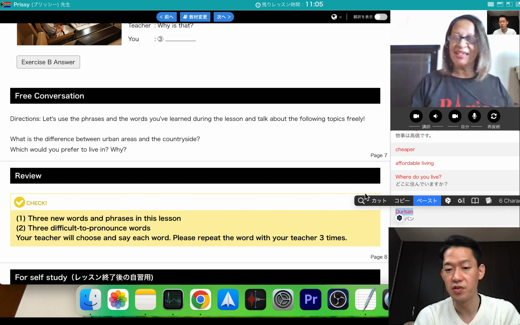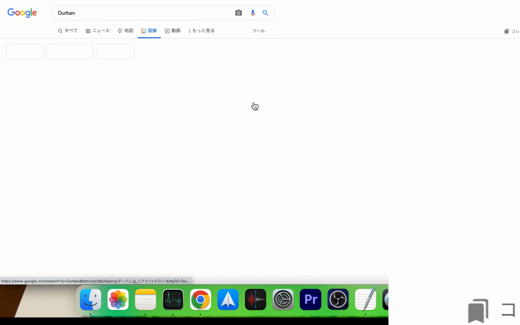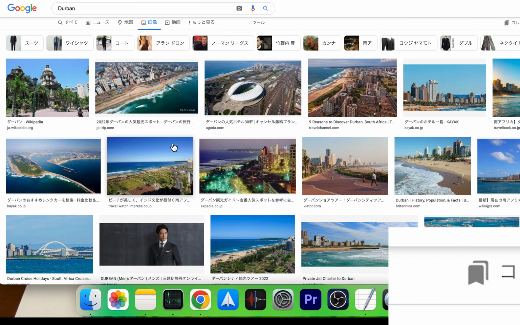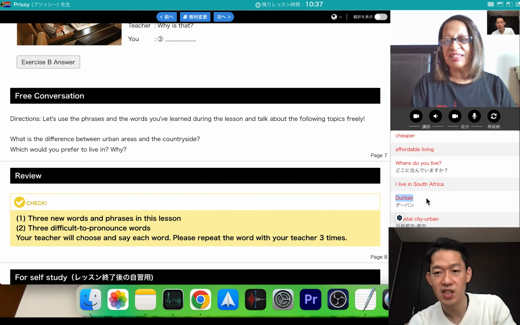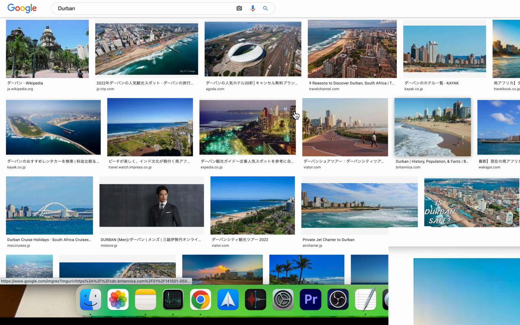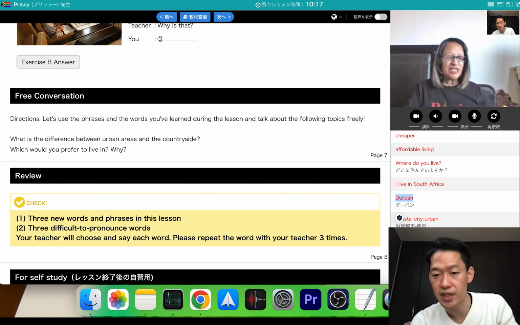Wow. Great. And I can show you a picture now. I live in an apartment in Durban, right? And I live across the harbor side. Durban, favorite tourist spot in South Africa. Yeah, favorite tourist destination. That's true. I'm looking at a picture of Durban. You can see the ocean. So yeah, I live across the harbor side.